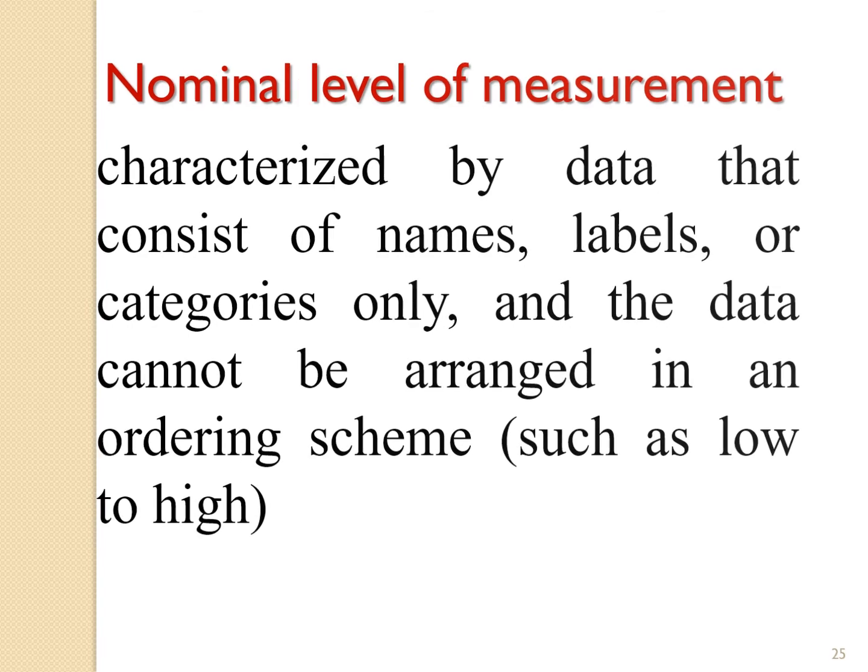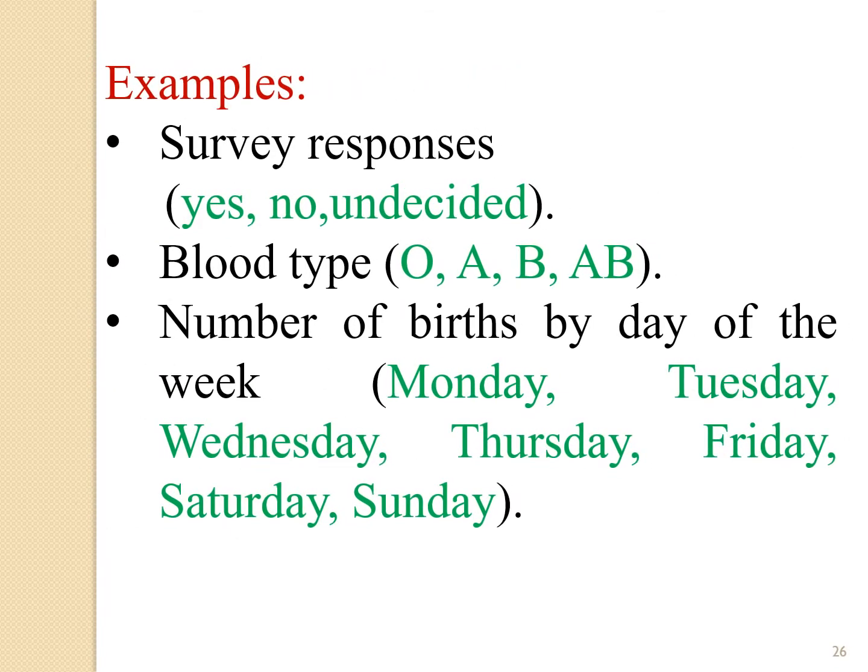For example, survey response: yes, no, undecided. We cannot write any order. And blood type, the number of births by day of the week, and also brand of motorbike, brand of cars. We cannot write any order. So this type of data we call nominal type data.